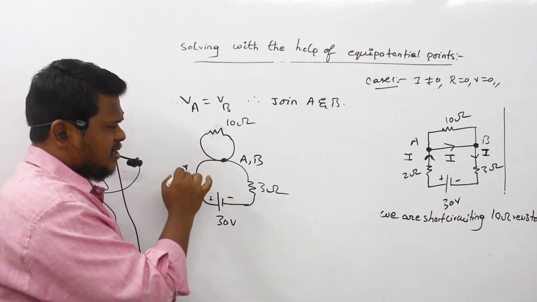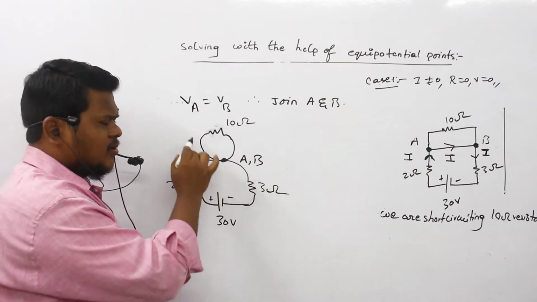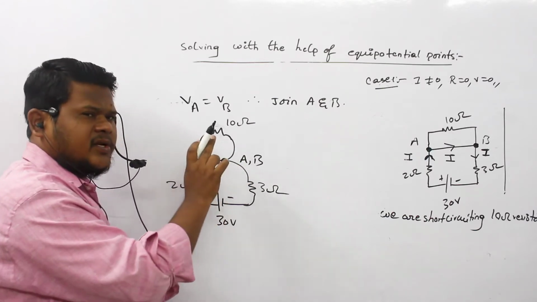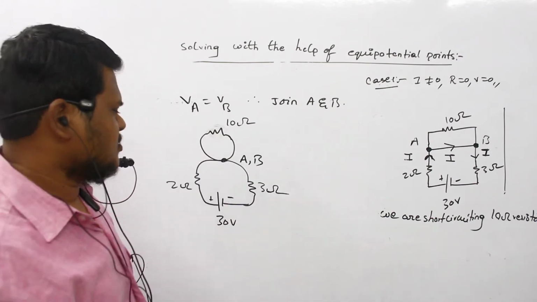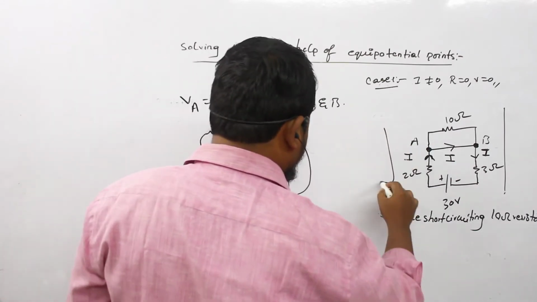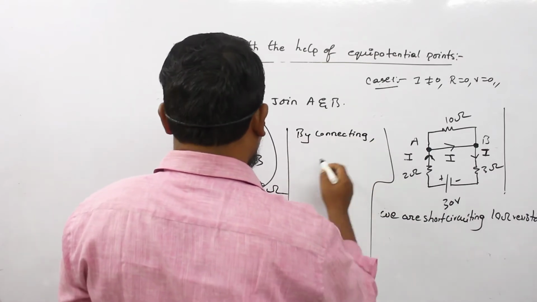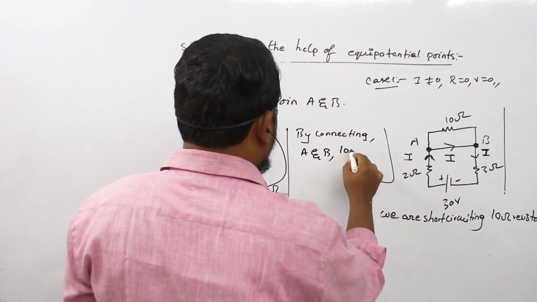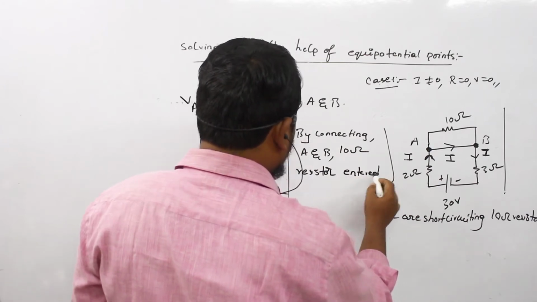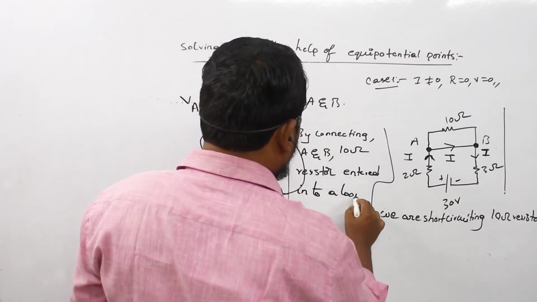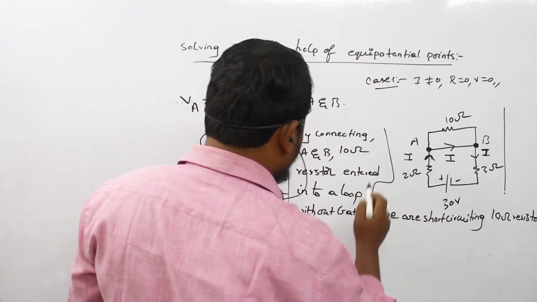Therefore, the side effect is that the 10 ohms resistor is present in a loop. And wherever resistances are present in a loop without a battery, current cannot flow through them. This is another conclusion which we are writing. So write down this point here: by connecting A and B, the 10 ohms resistor entered into a loop without a battery.